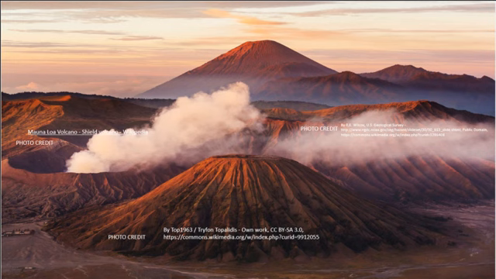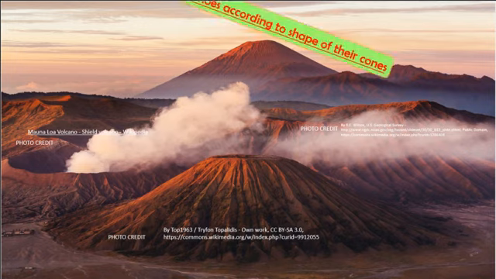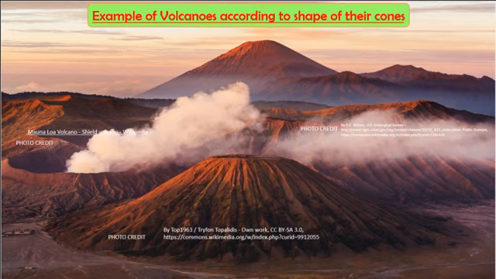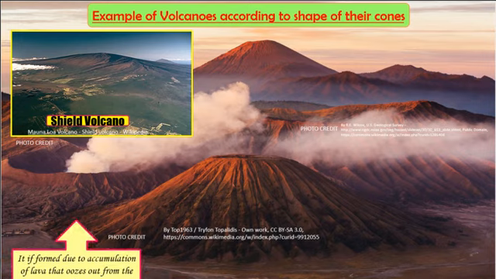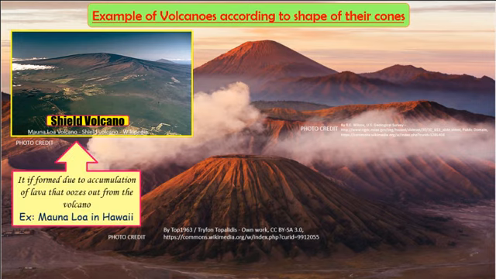Okay? So let me introduce to you examples of volcanoes according to the shape of their cones. Let us elaborate more. Number one is the shield volcano. Shield volcano is formed due to the accumulation of lava that oozes out from the volcano. It is formed by the fluid accumulation of basaltic lava. The shape that will be formed is broad, slightly domed structure, and looks like a warrior shield. Many of the shield volcanoes begin on the ocean floor, which can lead to volcanic islands. An example of that is Mauna Loa in Hawaii.